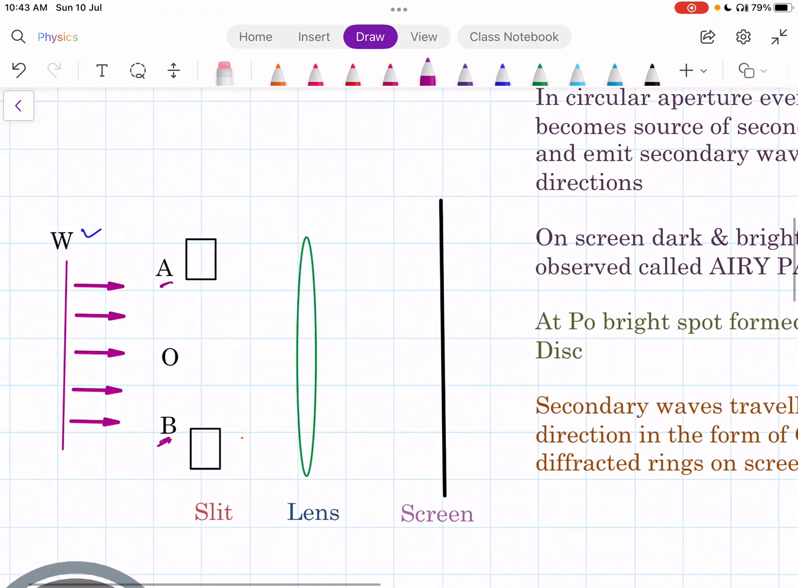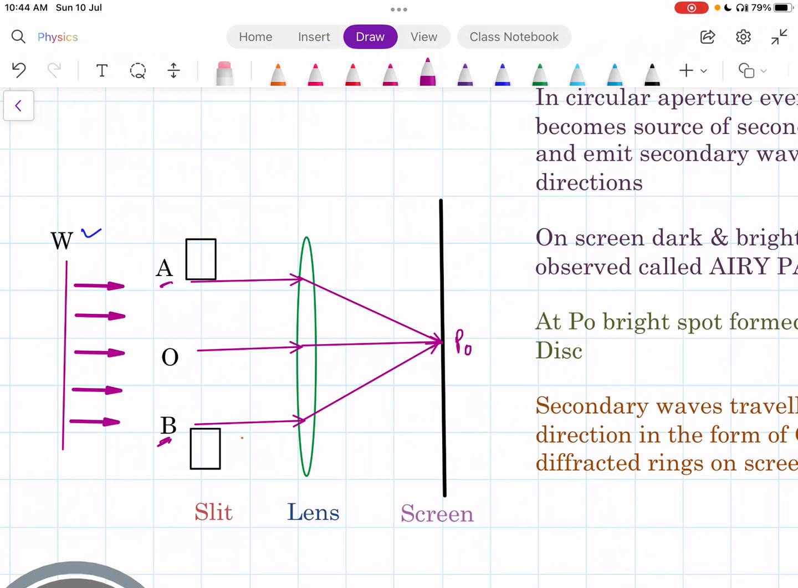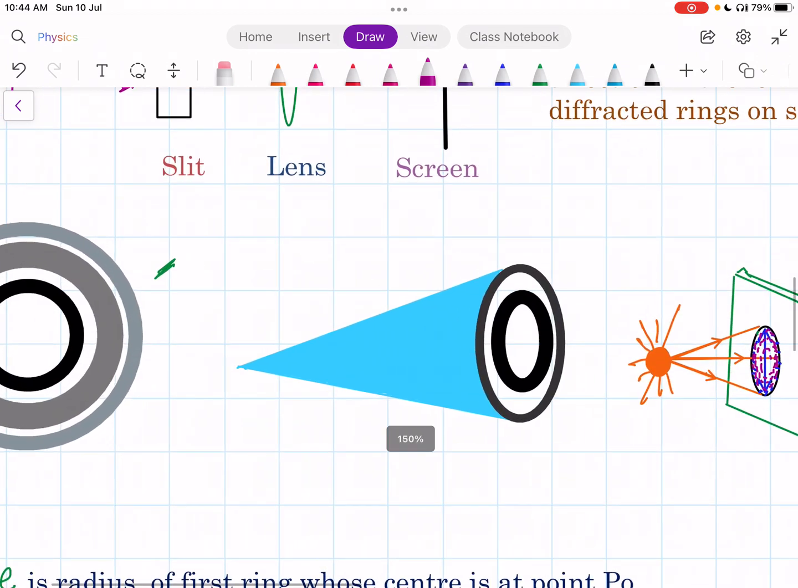Now in the two-dimensional diagram, I am going to show the secondary waves which are diffracted at an angle 0 with the normal to the plane of the circular aperture. Those secondary waves are focused at this point, which we are calling P0. At P0, we will get a bright circle. A cone of light will be formed because of the diffraction from the circular aperture. The cone of light will reach point P0. So let me show here the cone of the light.